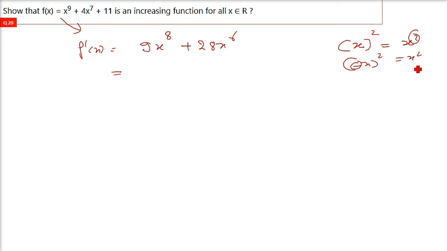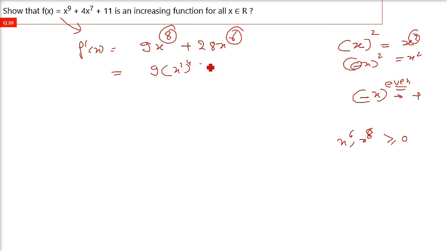So the square will make negative to positive. Positive is already positive. So even if it is negative and the power is even, it will be positive always. Okay, so x raised 6 and x raised 8, they are also greater than or equal to 0. Or you can write it as x squared to the power 4, x squared to the power 3. It doesn't matter if it is power 4 or 3, it is already squared.